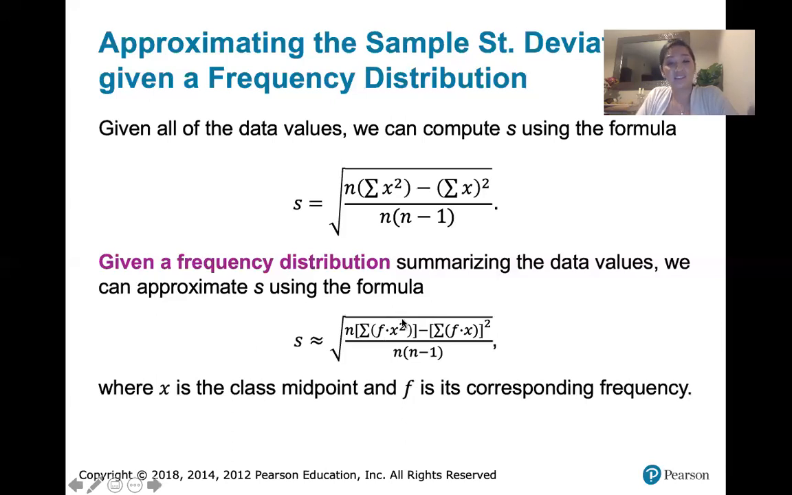And you do that for the next class and the next class and the next class. You do that for all the classes. And that's going to give you an approximation of the sum of all of the x values in the original data set squared. So you're just replacing this piece with this piece and this piece with this piece, and it makes sense. And that's going to give you an approximation of the sample standard deviation.